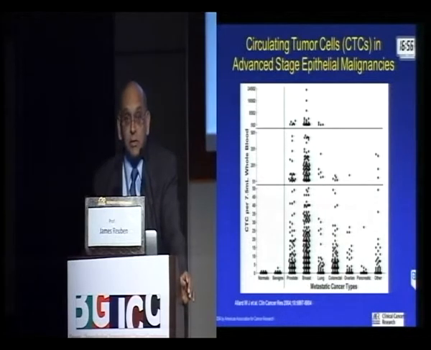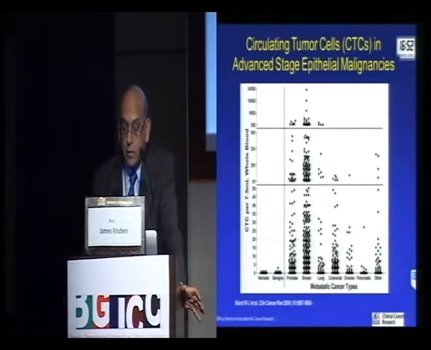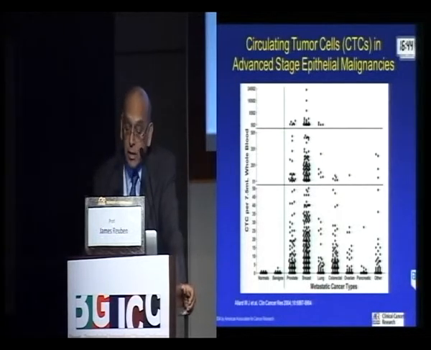Using this technology, patients with multiple metastatic or epithelial cancers have been shown to have many circulating tumor cells. Normal individuals and benign patients do not have these circulating tumor cells, but as you can see on this slide, in breast, prostate, lung, etc., many of these cells do circulate in the peripheral blood and are readily captured.